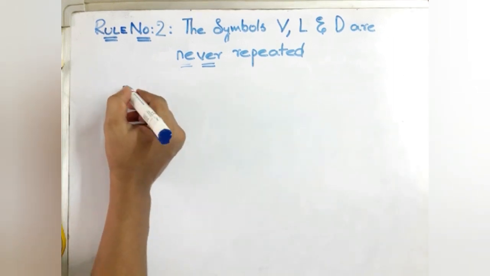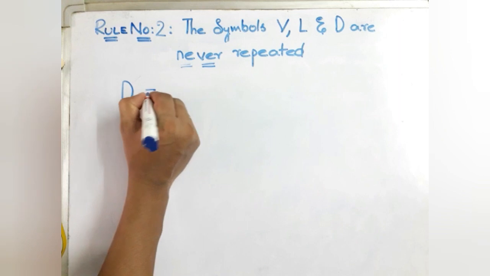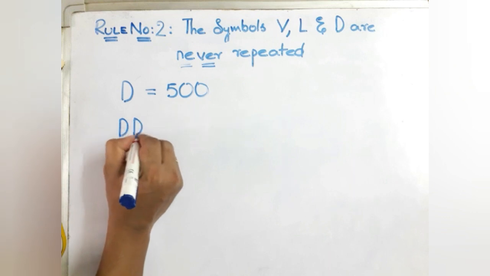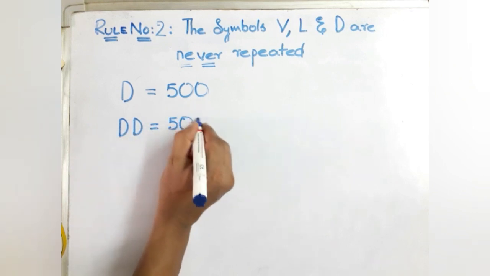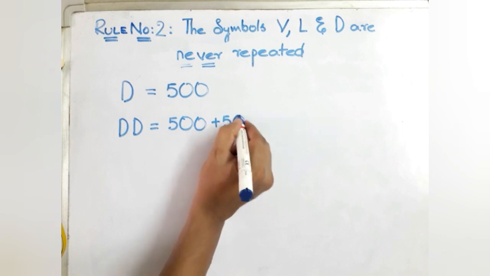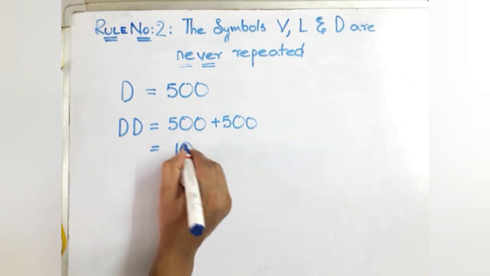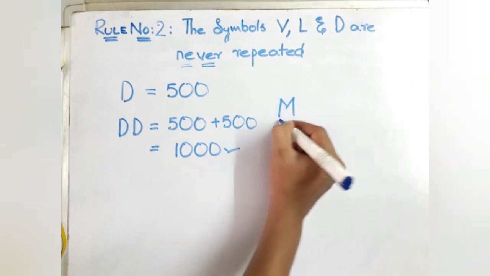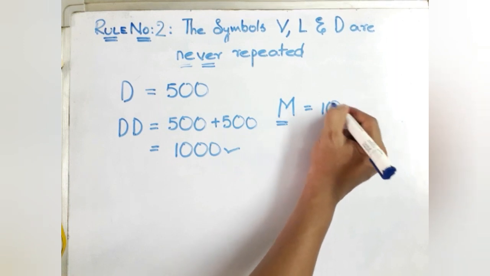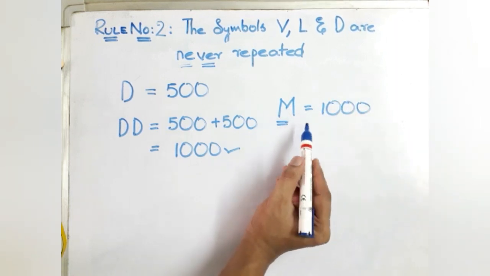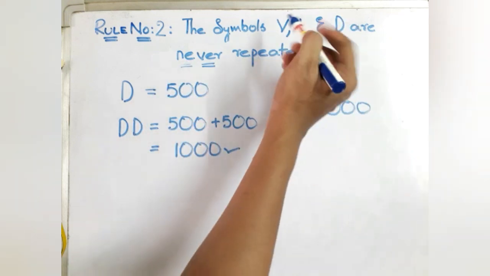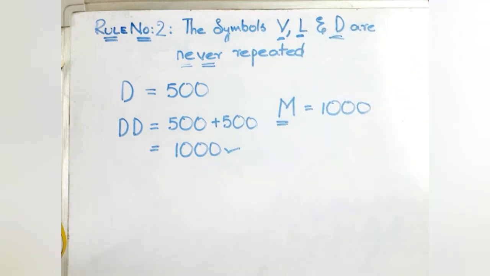Let us check the case with D. Similarly for D also, what is the value of D? You already know it is 500. Then if I write D D, the value should be equal to 500 plus 500, which is 1000. But how can we represent this 1000? We will use the symbol M to represent 1000. As we already have the respective symbols, you should not repeat V, L and D. So this is rule number 2.